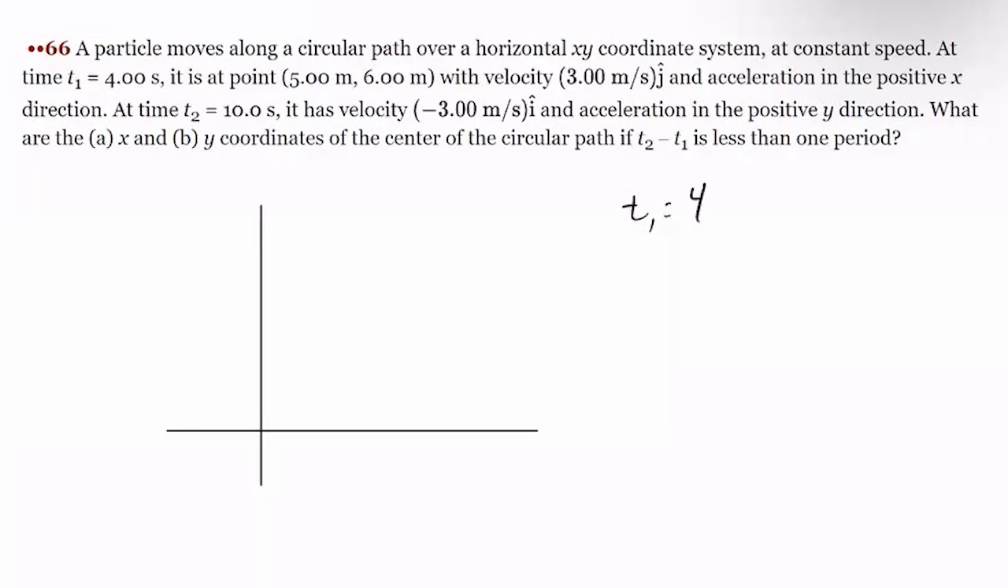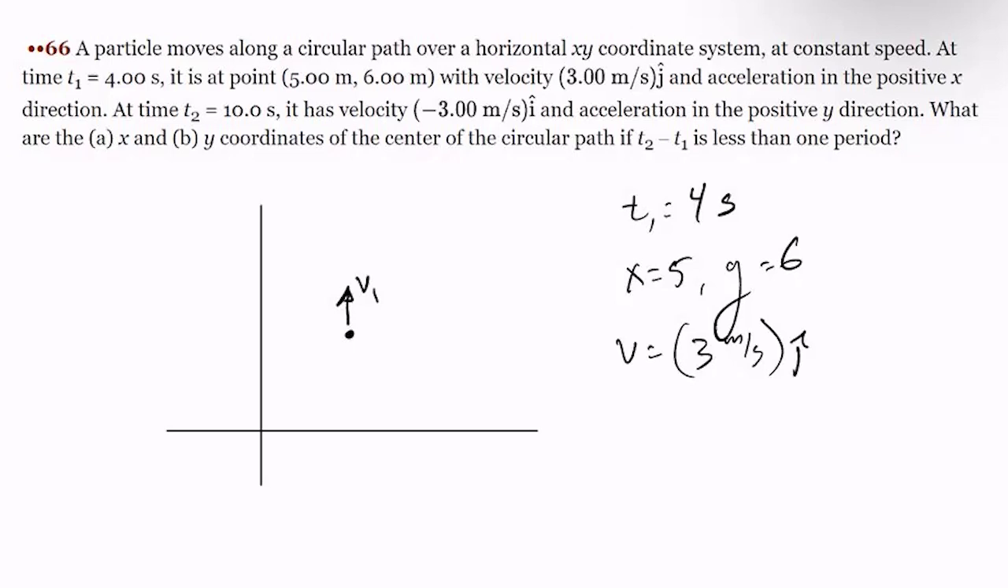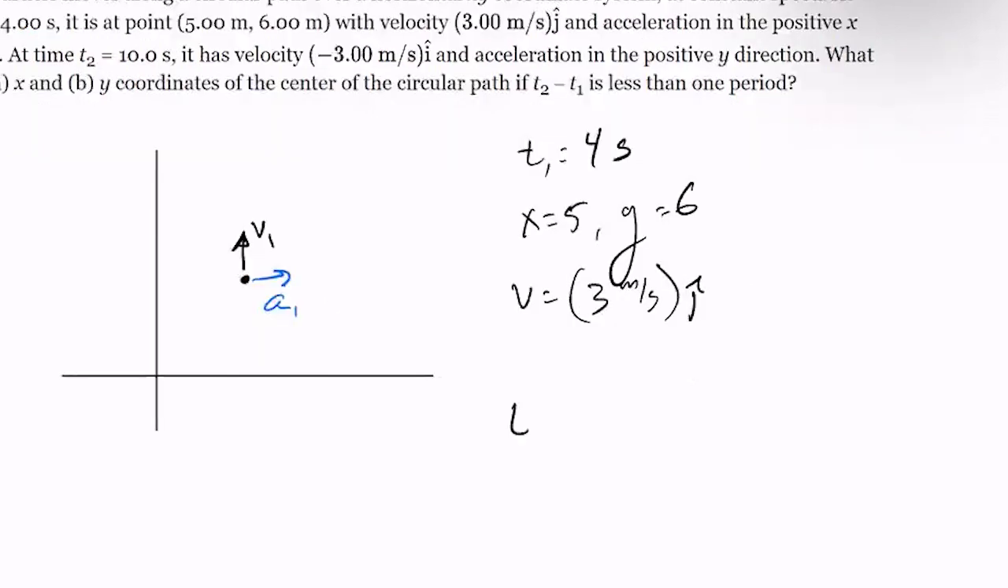We know that at clock reading 4 seconds, the particle is at a point 5 meters over, 6 meters up, moving with a velocity that is 3 meters per second, j hat. And we know that the acceleration is in the positive x direction. And at clock reading t equals 10 seconds, we know that the velocity is directed in the negative x direction, and the acceleration is in the positive x direction.